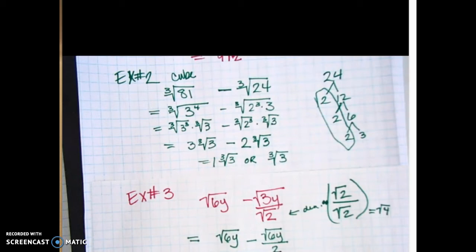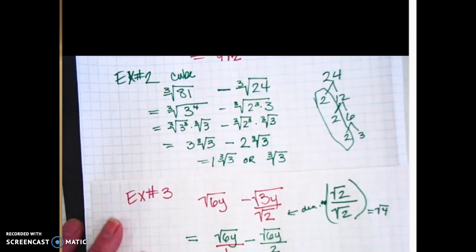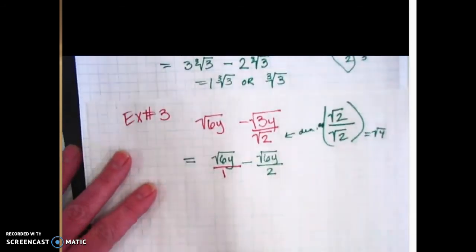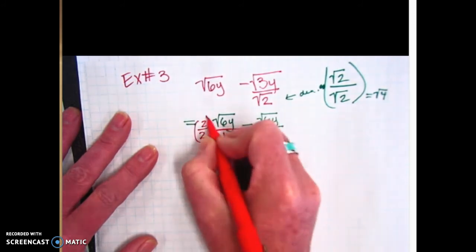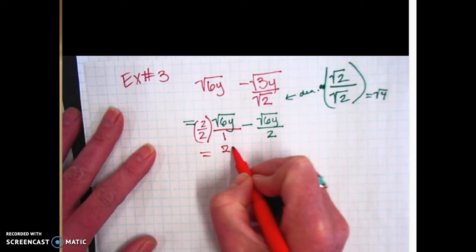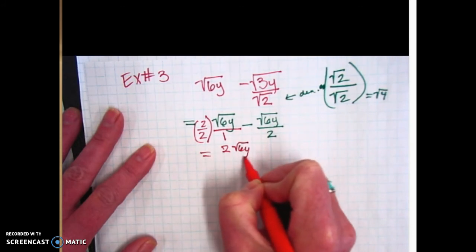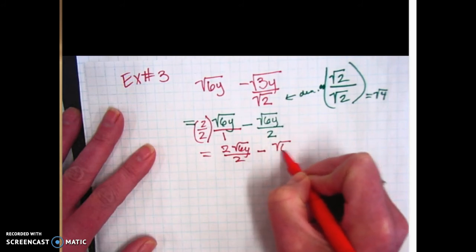Now, in order to add these, we need to have common denominators. So we start with a denominator of 1, but to get to a denominator of 2, we need to multiply by 2 over 2. So that's going to make our first term 2 square root of 6y over 2 minus square root of 6y over 2.